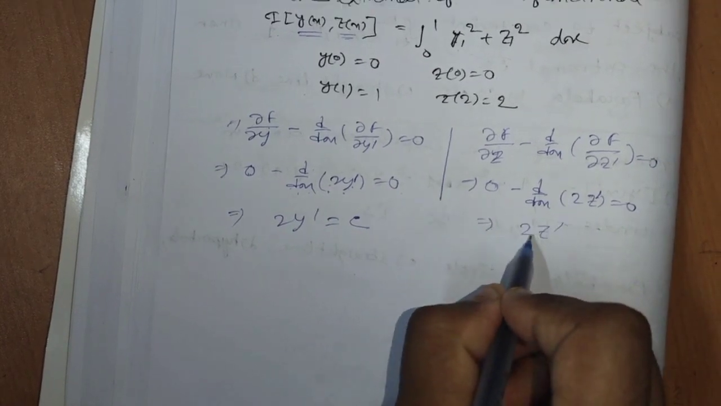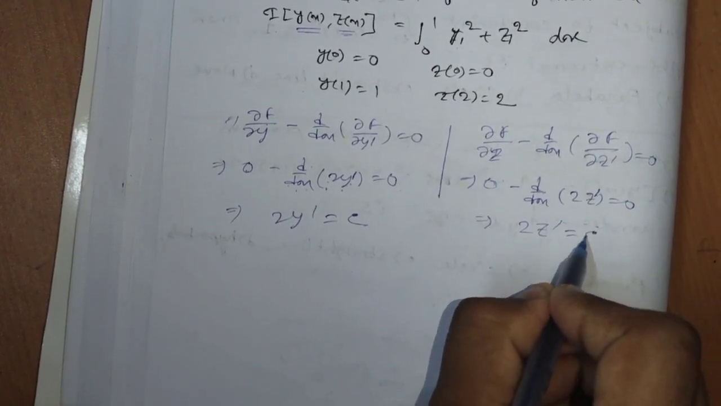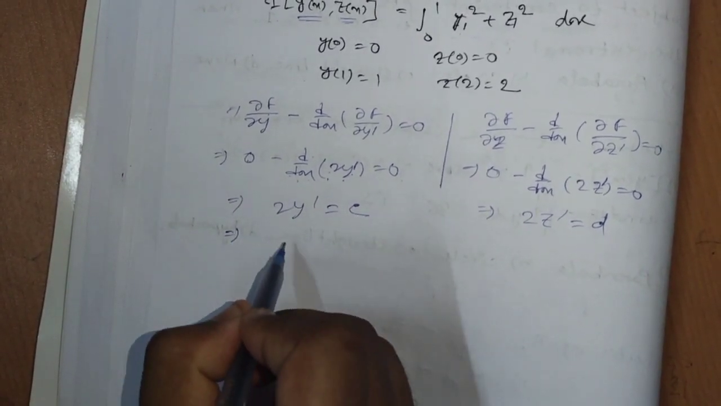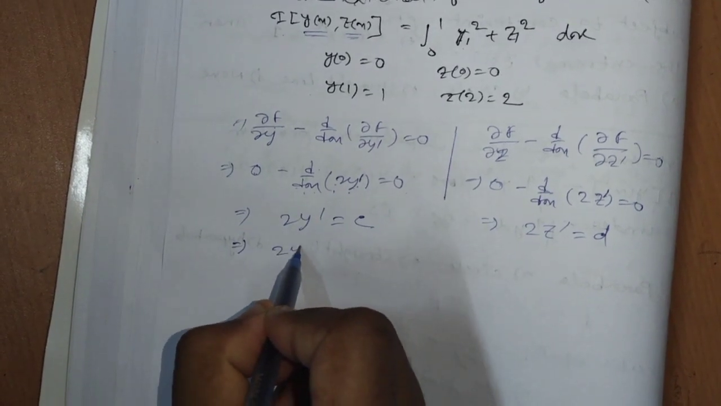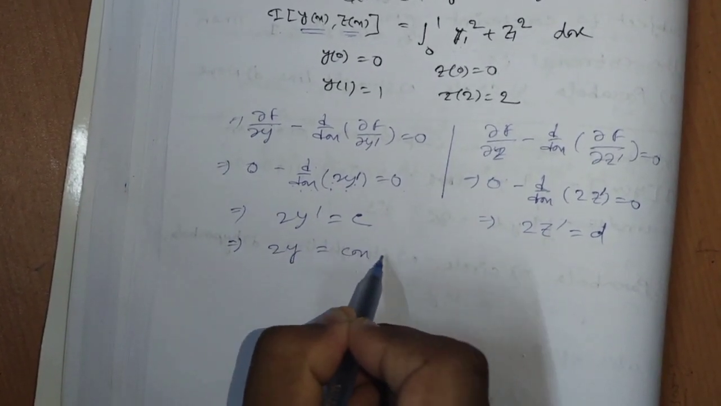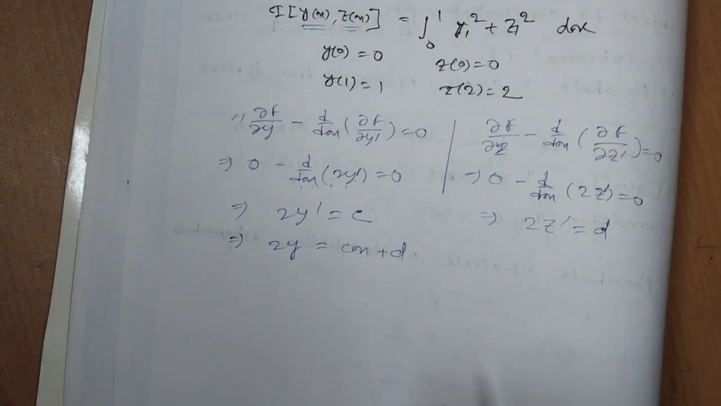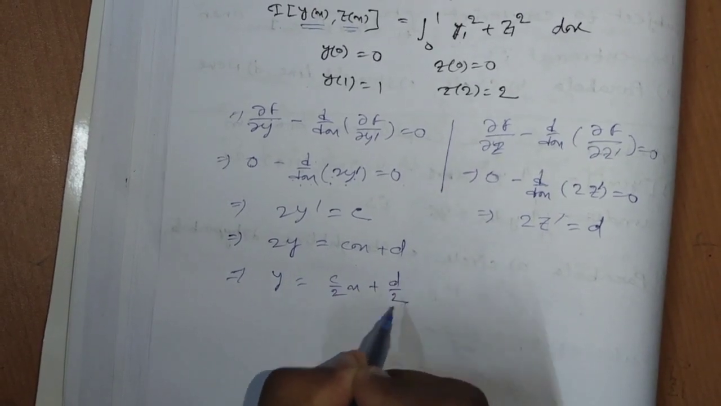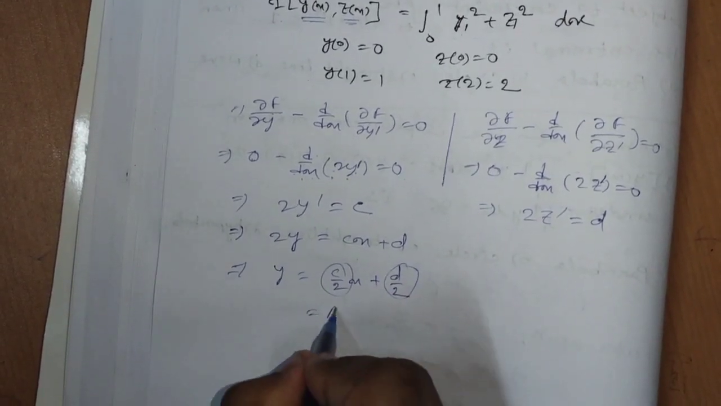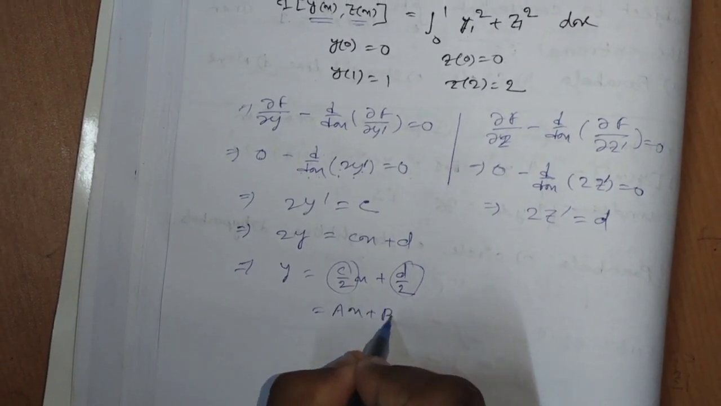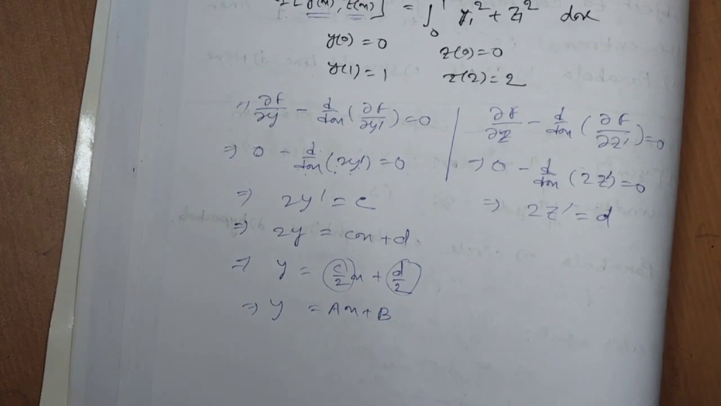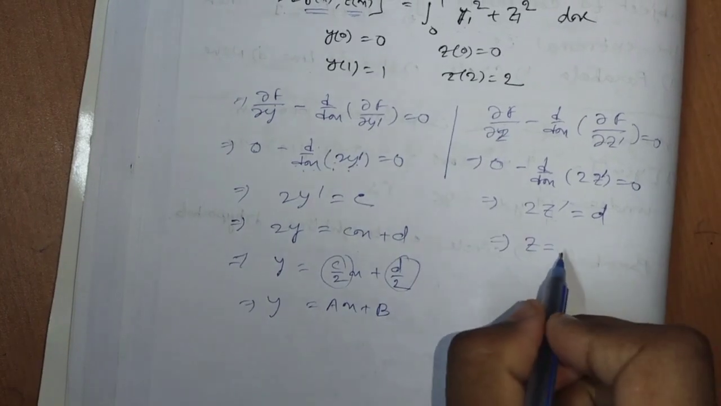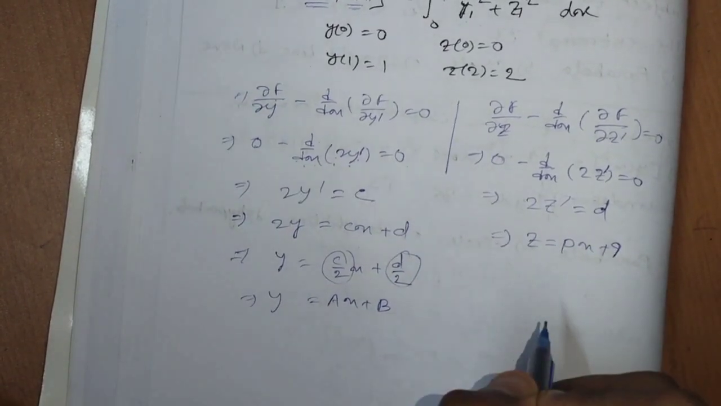Okay, similarly 2z dash equal to some constant, say d. Now to find the value of y, we have to use integration. So integrating, we get 2y equal to cx plus d, that is y equal to c by 2 x plus d by 2. This is our arbitrary constant, so let this be another constant, ax plus b, that is y equal to ax plus b. And if we perform the same technique, we will get z equal to, say, px plus q.